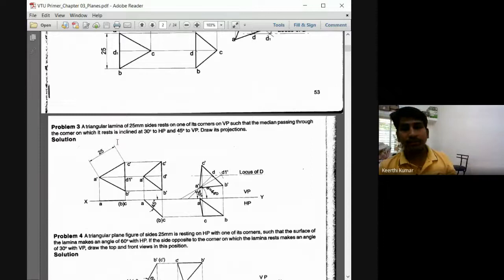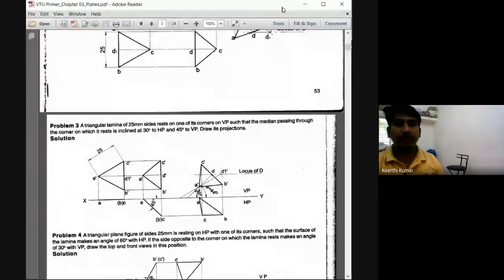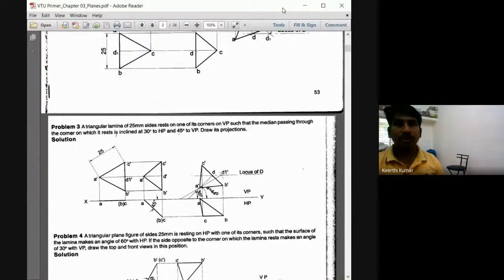A triangular lamina of 25 mm sides rests on one of its corners on VP, such that the median passing through the corner on which it rests is inclined at 30 degree to HP and 45 degree to VP. Underline that. Draw its projections.